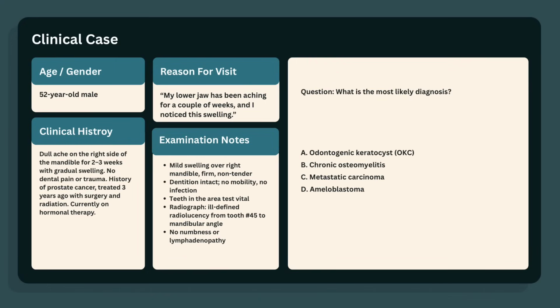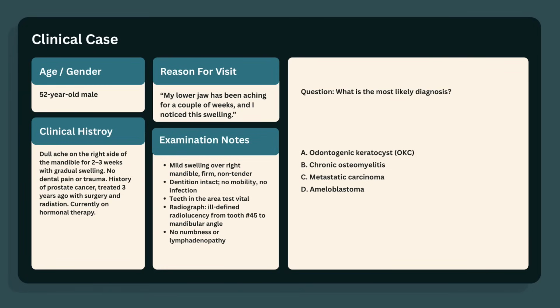That brings us to metastatic carcinoma. And this is where everything lines up. He has a history of a primary malignancy, and we know prostate cancer, along with breast, lung, and kidney, is one of the most common cancers to metastasize to the jaw, especially the posterior mandible. The ill-defined radiolucency, the lack of odontogenic source, the firm swelling, and the totally vital teeth, that's like textbook.